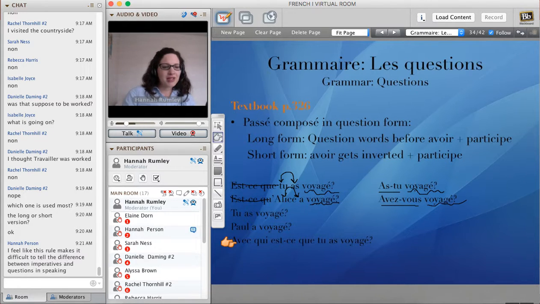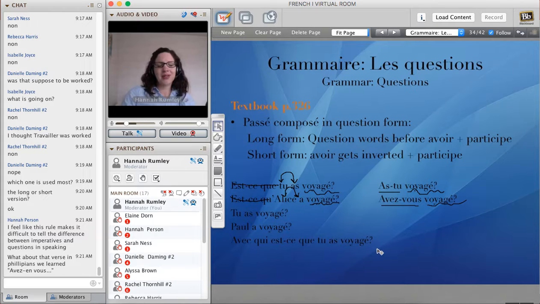I feel like this rule makes it difficult to tell the difference between imperatives and questions in speaking. Imperatives, you drop the subject altogether. So there'd be no tu here, there'd be no vous. In the inverted form of the question, the subject is still very much there. And actually, you can't really give a command in the past tense. It has to be in the present tense, the imperative.